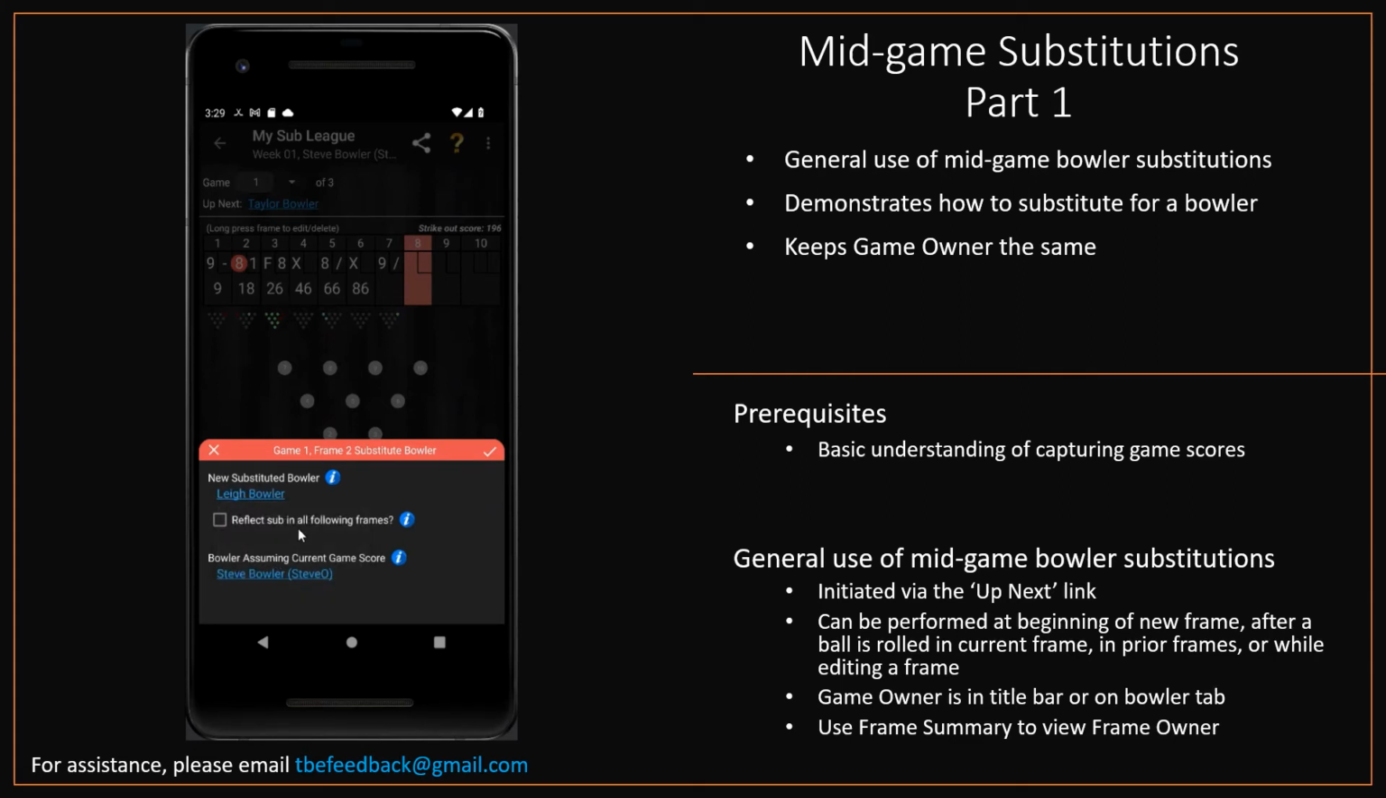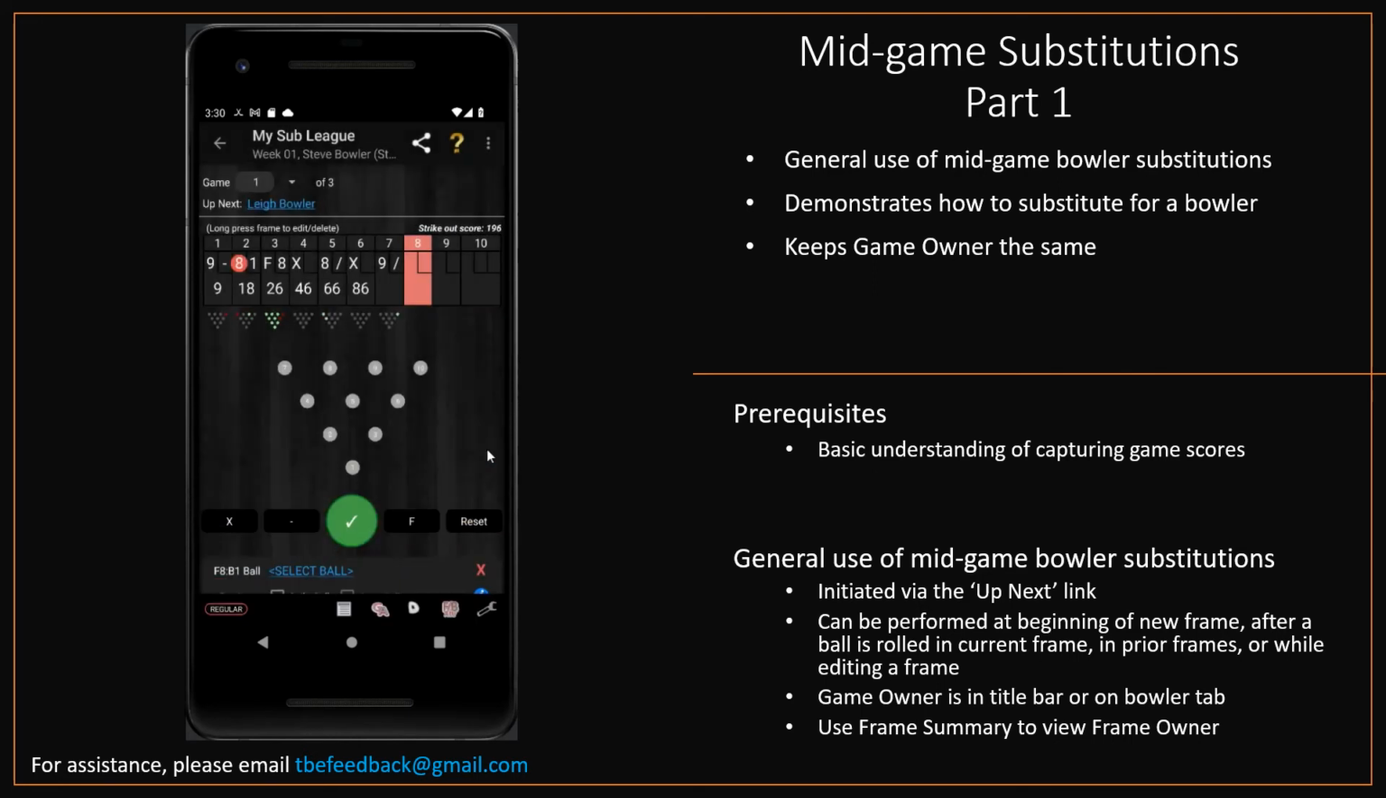And then notice there's a checkbox, reflect sub in all following frames. If you check this, then Lee will become the frame owner for all the frames from frame 2 to the last frame bowled. If you did not check it, then Lee will only be set as a substitute for frame number 2. So let's check it. And again, we're going to keep Steve as the game owner, and then click the check mark. Notice Lee has become the up next bowler. And let's click the pins under frame 2, and you'll see that Lee is now the frame owner.